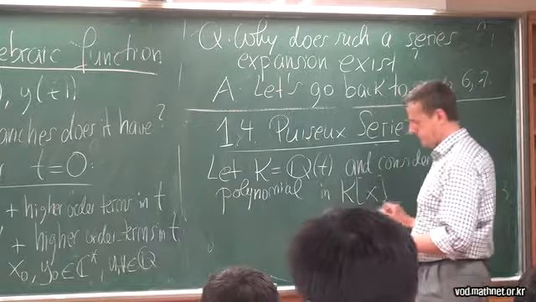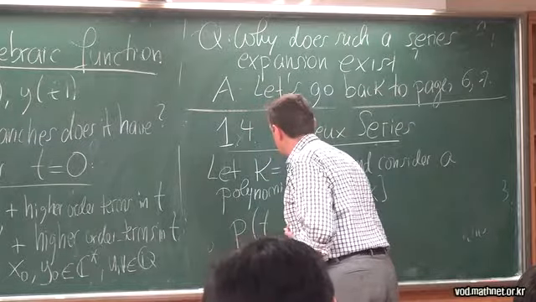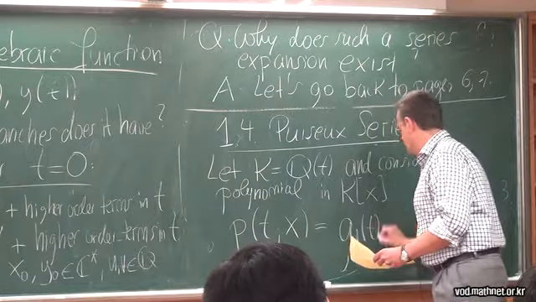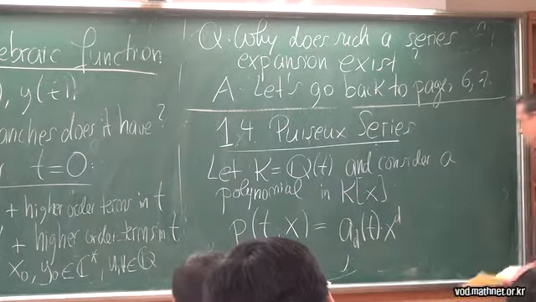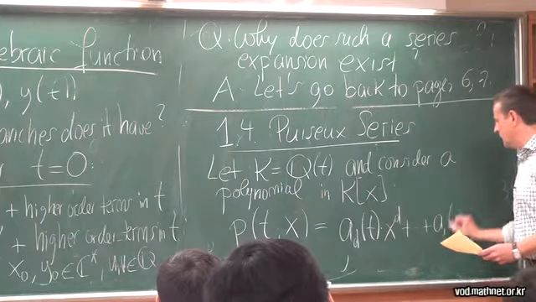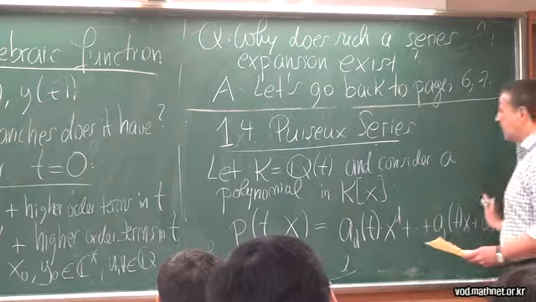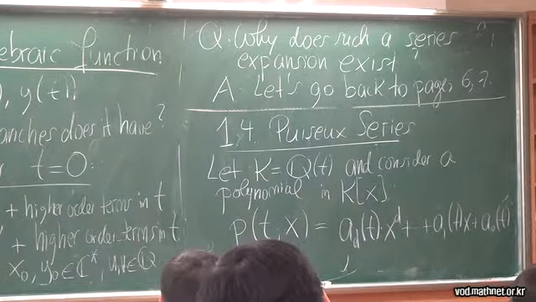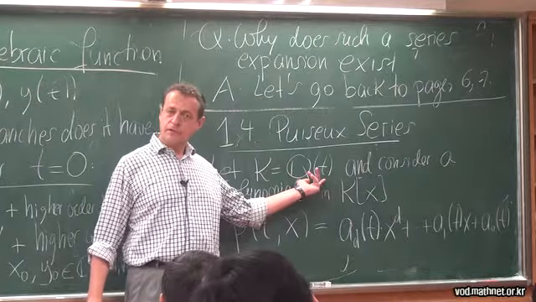Okay, so let's consider a polynomial P_t of x, a_d(t) x^d plus ... plus a_1(t) x plus a_0(t). So I'm going to look at a polynomial in one variable x of degree d with coefficients in the field of rational functions in t.